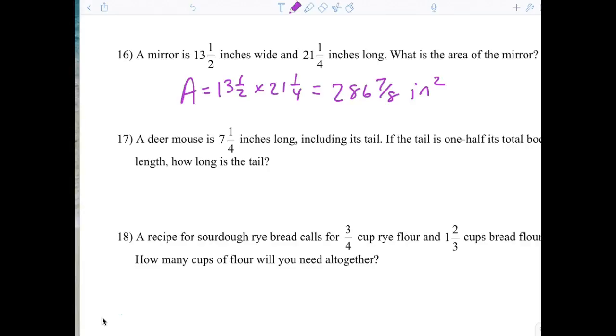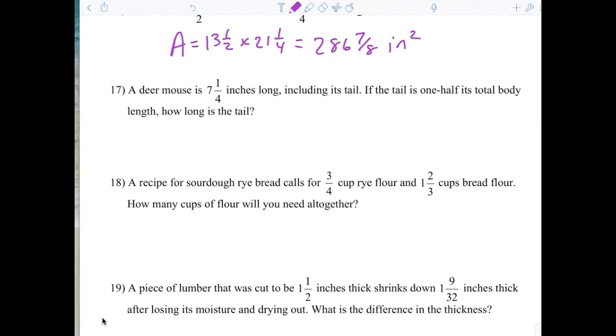All right. Now, number 17. A deer mouse is 7.25 inches long, including its tail. If the tail is half its body length, how long is the tail? So what am I doing on this? So you do 7.25 divided by 2. Exactly, right? Because the tail is half. 7.25 divided by 2. And what did that come out to?